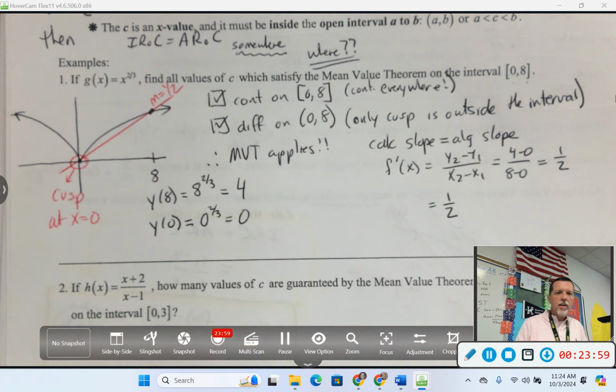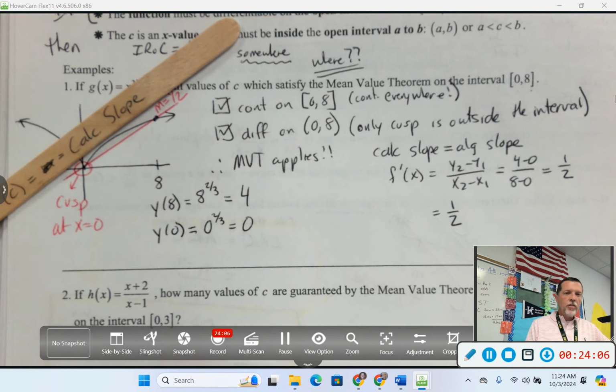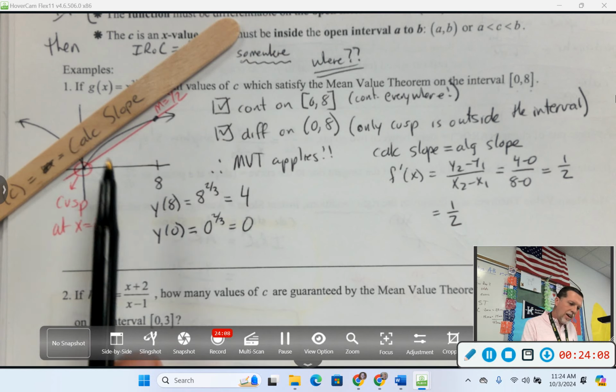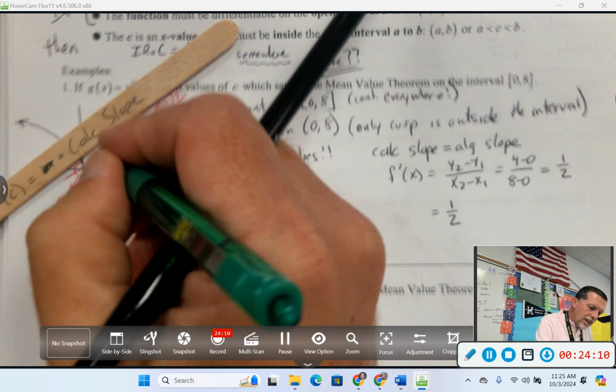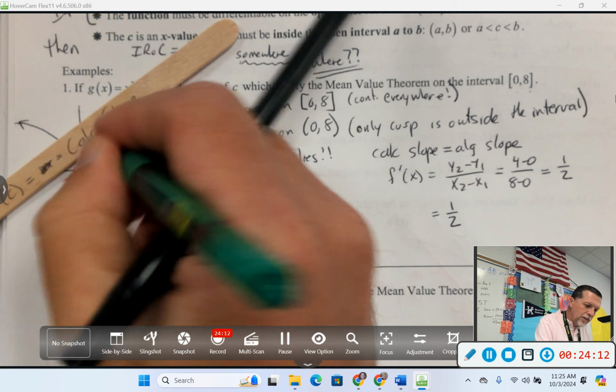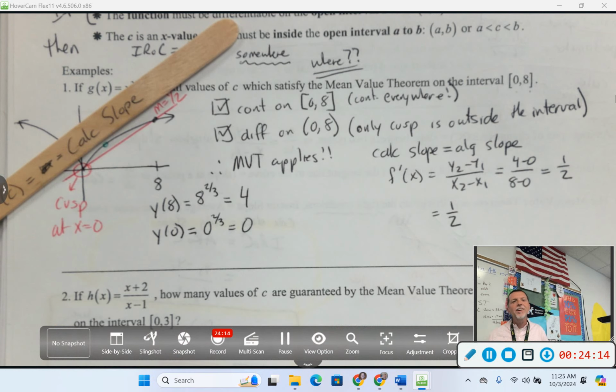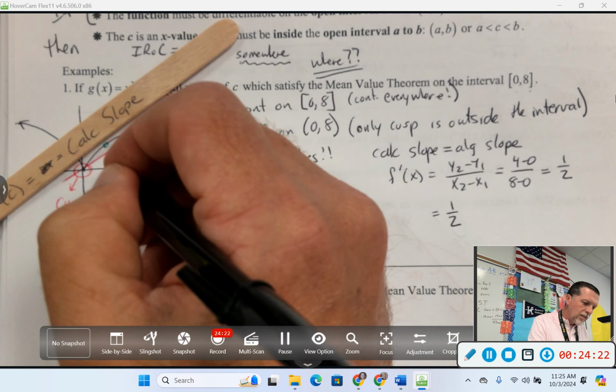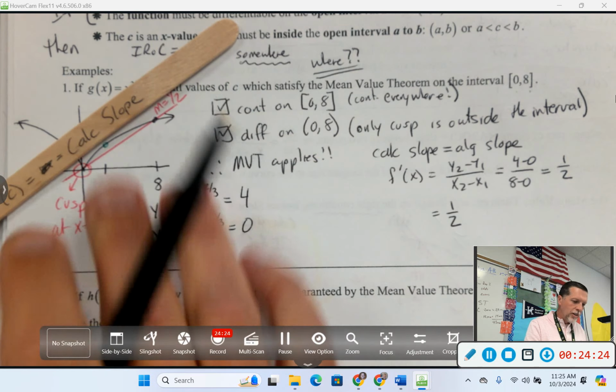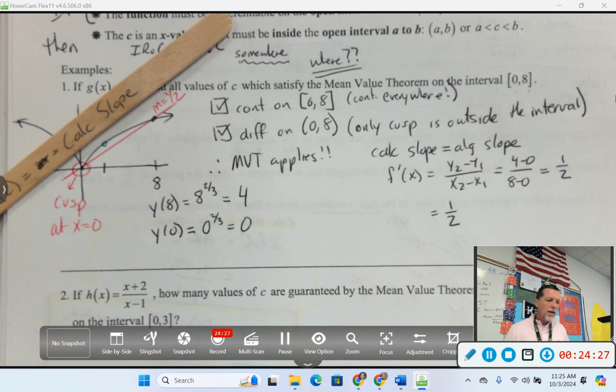And I can tell by looking at my graph that the MVT does work. There's a spot on the graph about right there. Now, about right there isn't really the answer we're looking for, but about right there, the calculus slope, the instantaneous slope, is equal to 1/2. So my job is to figure out, well, where is this point? Other than looking at the graph and saying, it's right there.